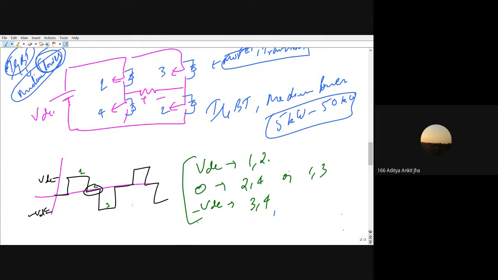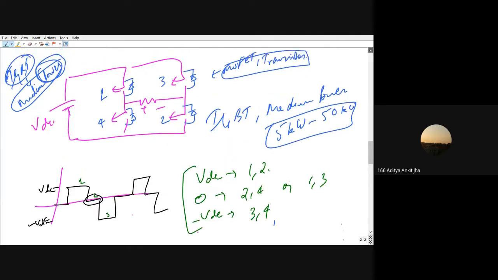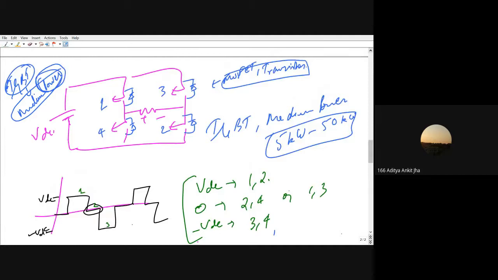Sir, I had a doubt. When we will be operating in zero level, then the output voltage will be zero, right? Like the system will turn off. Is it so? Yes, this 0 level, correct. But the system will not turn off. The output voltage will be 0, but you will not provide any pulses to the switches 1, 2, 3, and 4.